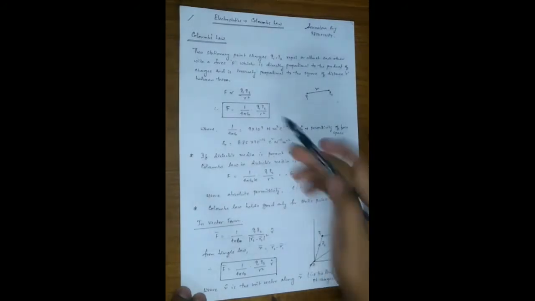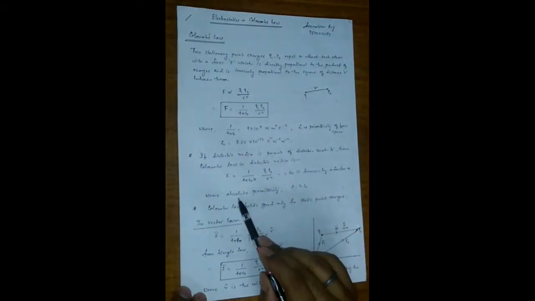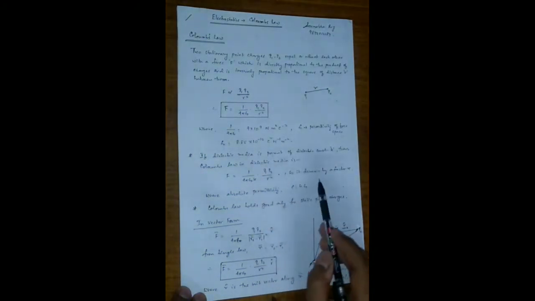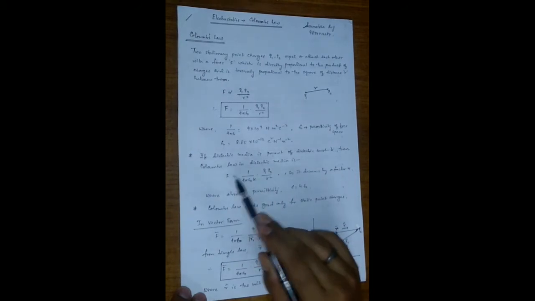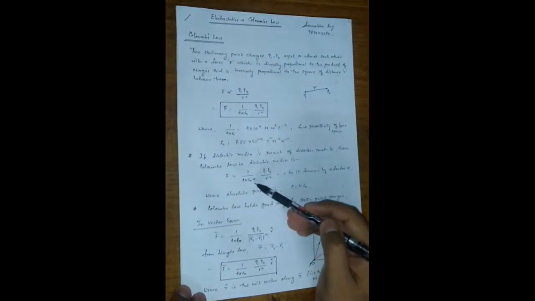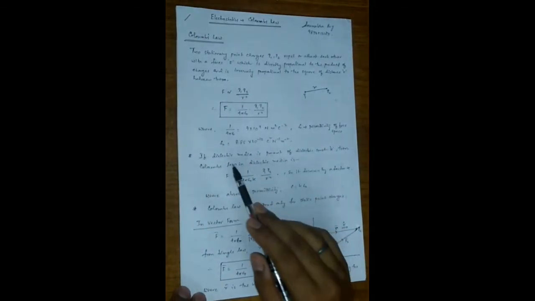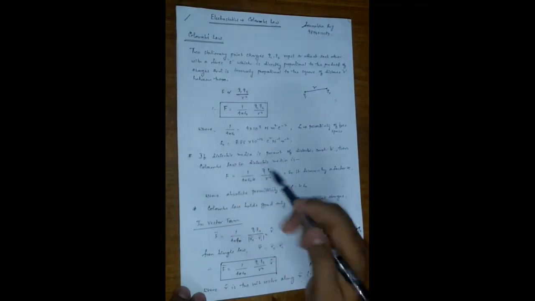This is the permittivity of free space, epsilon naught, and this is the absolute permittivity. So the force just decreases by a factor of K. F is nothing but the same expression, except it decreases by a factor K when applied in a dielectric medium. This Coulomb force is for a dielectric medium.